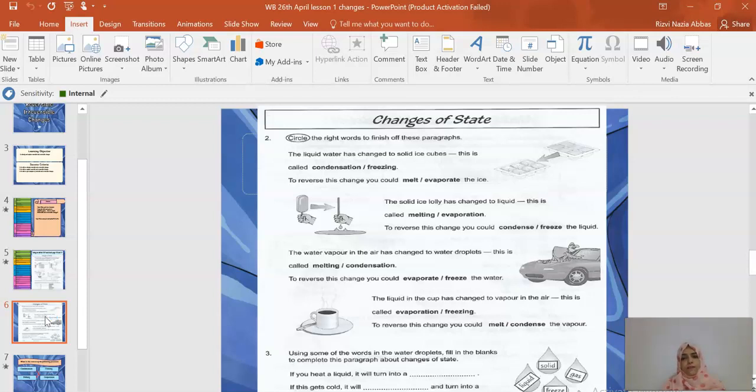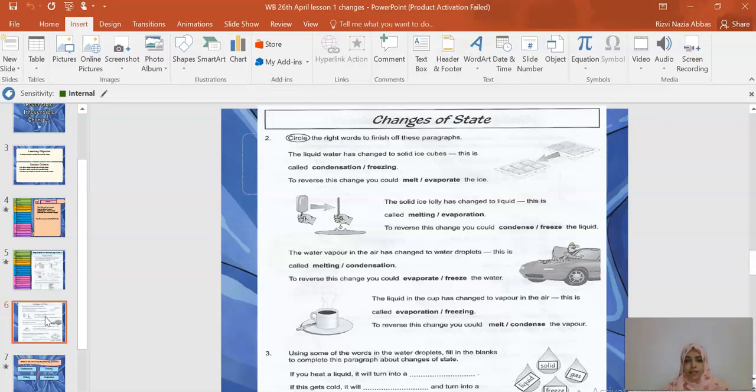Circle the correct answer. The solid ice lolly has changed to liquid. This is called, and what is the reverse of that? You have to circle that. Water vapor in the air has changed to water droplets. So water in the air changes to water droplets. Is it melting or condensation? To reverse this, what will you do? Condensation is gas changing to liquid. So what will be the reverse of it? Liquid changing to gas. What is the process known as? When you heat the liquid, it changes to gas. It is known as evaporation.